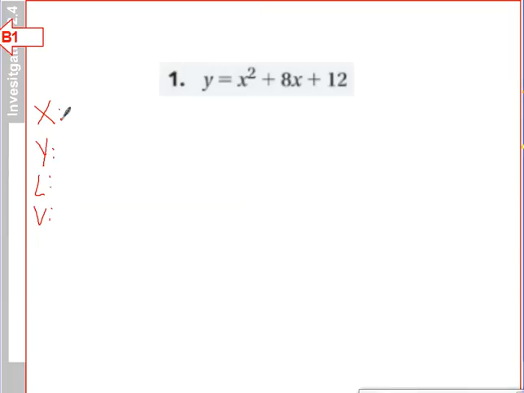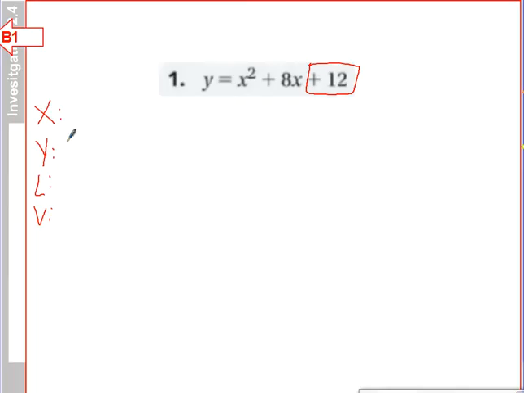The x-intercepts are in the factored form. The y-intercept is in the expanded form. And I can see this clearly as expanded because there are no parentheses. So therefore, my y-intercept is going to be 12. Now we need to factor this.